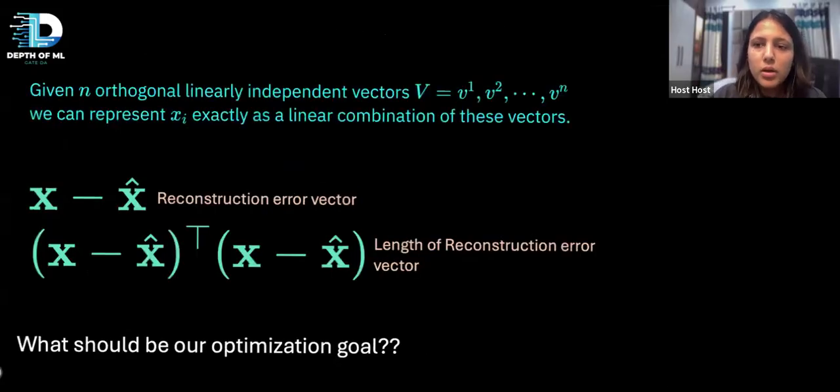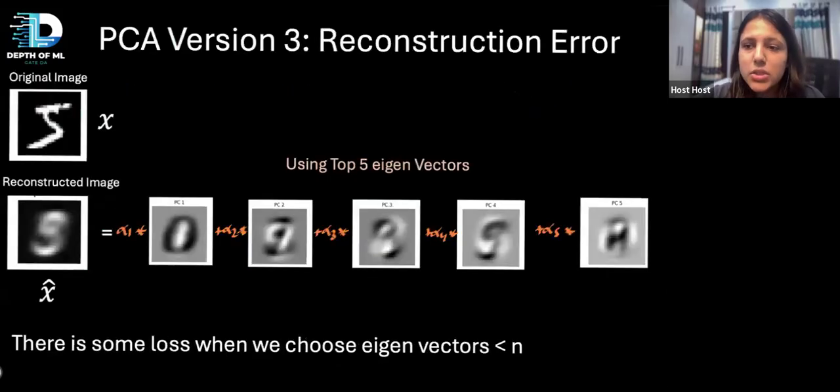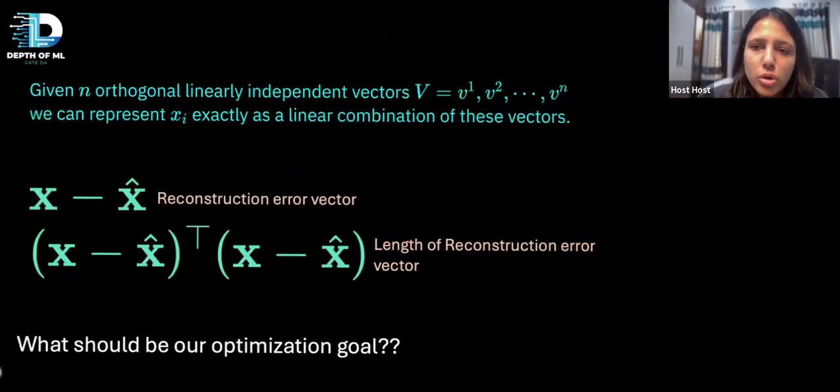Now, yes, X is a vector, 1 cross 784, and in general it can be 1 cross n. We'll talk about 1 cross n. So, let me formulate the problem like this. I am going to project them onto n orthonormal, linearly independent vectors, which are v1, v2 up to vn.